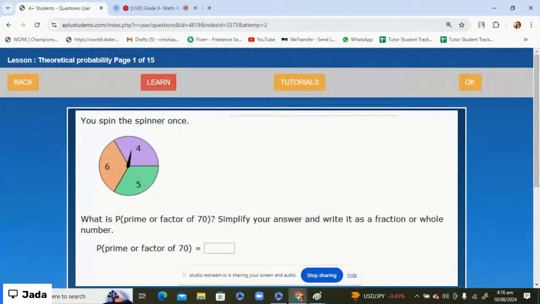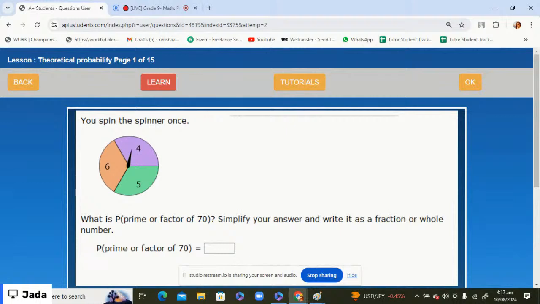You spin the spinner once, finding out the probability of prime or factor of 70. Simplify your answer and write it as a fraction or whole number. So look here, prime, or you can say a factor of 70.